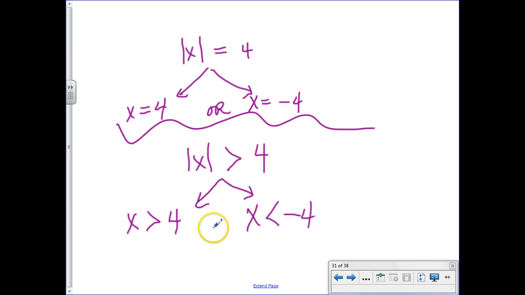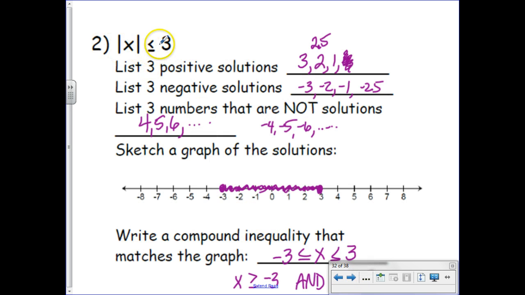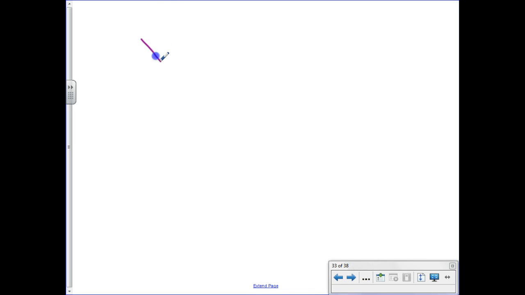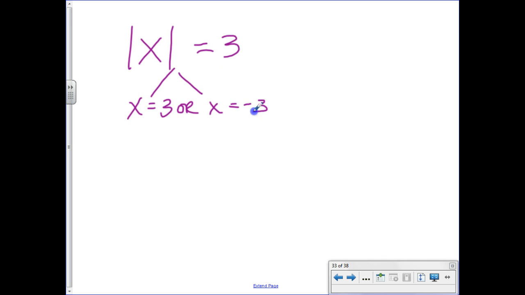All right, let's take a look at the other one. The second example that I gave you looked like this: the absolute value of x is less than or equal to 3. Now let's remember how we handled that when it was an equation. The absolute value of x, let's just say it was equal to 3. We'd split it into two cases, and you'd say x equals 3 or x equals -3.